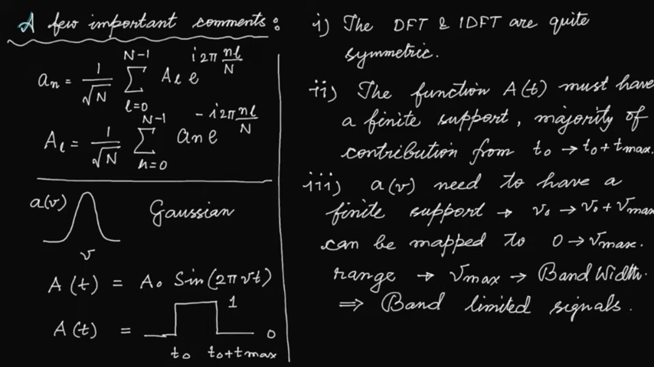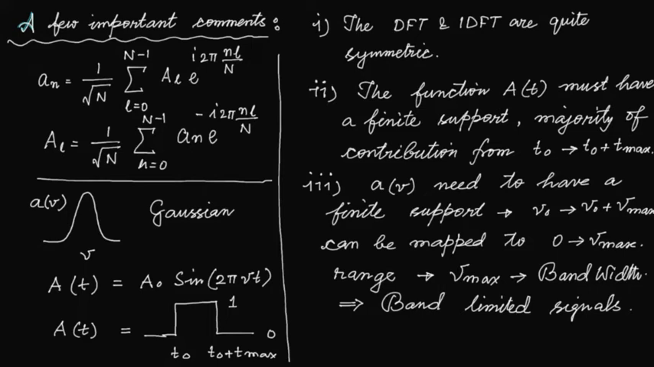The first important point is that, written this way, the Fourier transforms are quite symmetric. The DFT and IDFT are quite symmetric. Why do I want to make this point? Because if I prove anything for the DFT, that will be valid for the IDFT and vice versa.